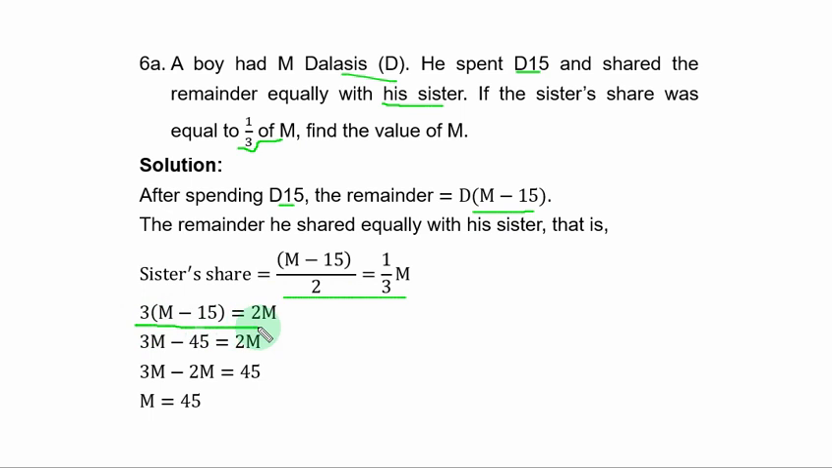You have this result. If you open the bracket on the left hand side, you have 3M minus 45 equal to 2M. Transfer 2M to the left and transfer minus 45 to the right. If you subtract, you have M equal to 45. That is the value of M. So the boy had $45.